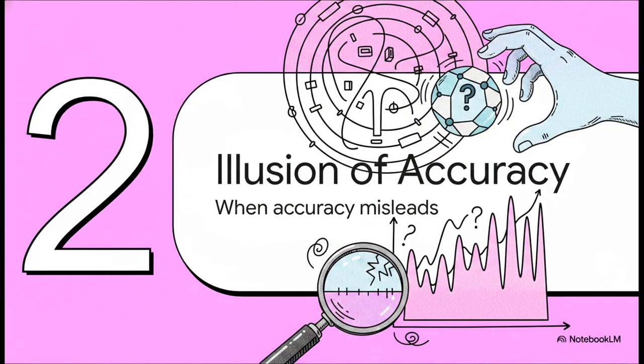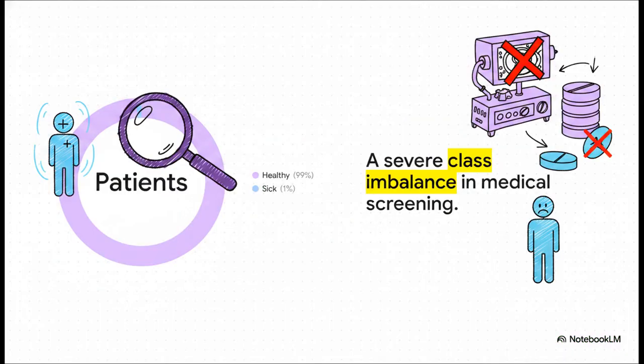Moving right along to Section 2, the illusion of accuracy. Let's imagine a critical medical screening scenario with a severe class imbalance. Say 99% of tested patients are healthy and only 1% are sick. If I build a totally broken model that simply hard-codes the answer healthy for every single person, well, it's technically correct 99 times out of 100. That literally gives it a 99% overall accuracy rate. But obviously, it has completely and utterly failed its actual, real-world purpose of finding those sick patients.